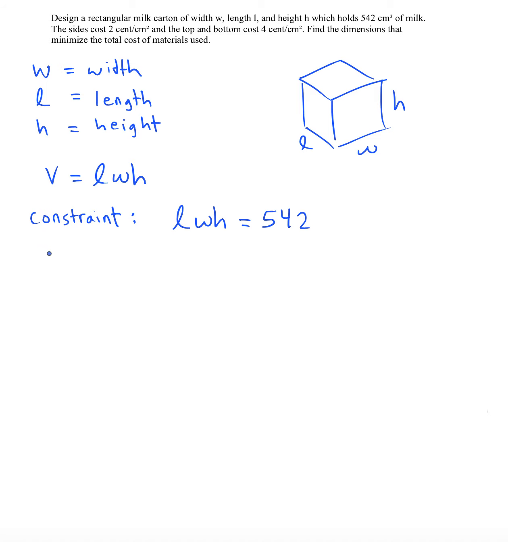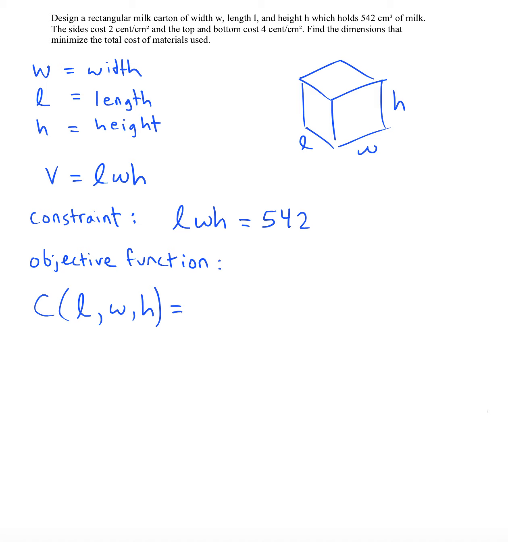We also want to find what is called an objective function. The objective function is the function that we're trying to minimize or maximize. And they said minimize the total cost. So we need a formula for the total cost. Now, the cost is going to depend on the surfaces involved and their dimensions. So right now I'm going to make it a function of 3 variables, length, width, and height.